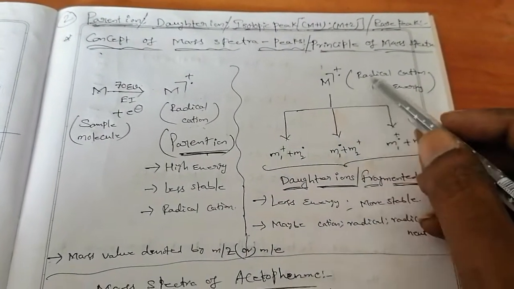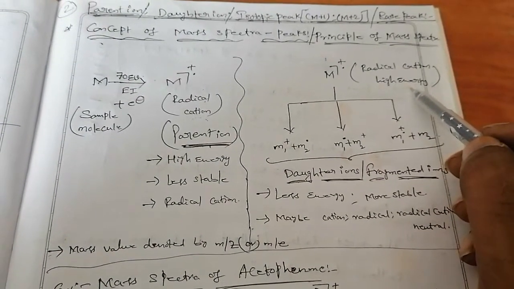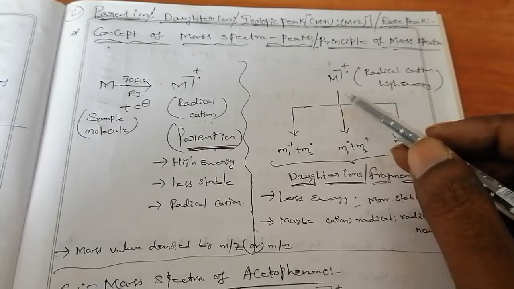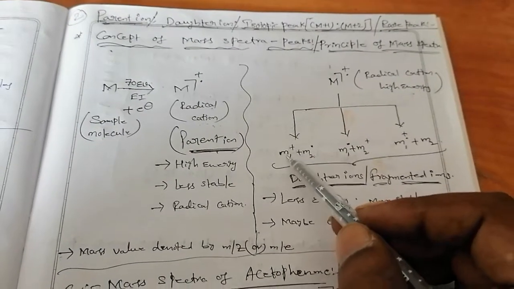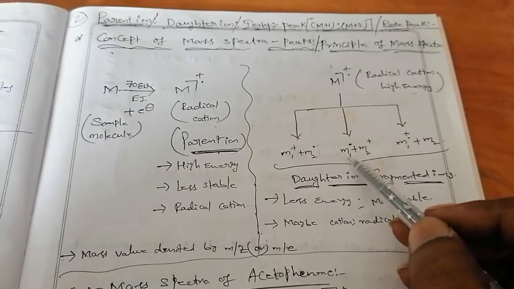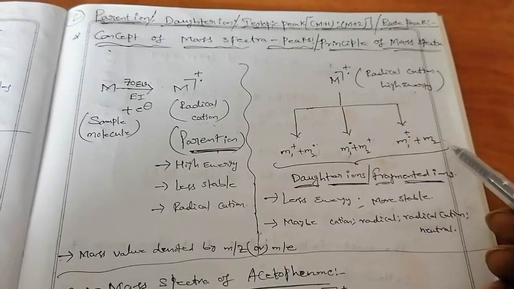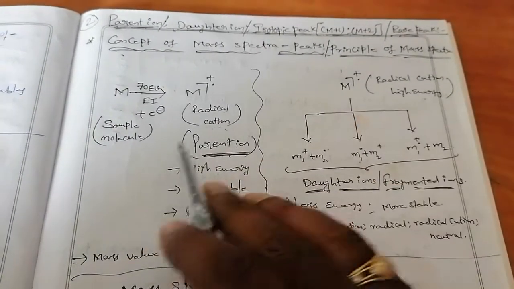Here see, the radical cation is having high energy. Due to this high energy, it goes on to further fragmentation, which leads to the formation of simply M1, M2 fragmented ions. So M1 cation and M2 radical, or possibly M1 radical and M2 cation, or M1 radical cation and M2 neutral. Now again I am repeating.